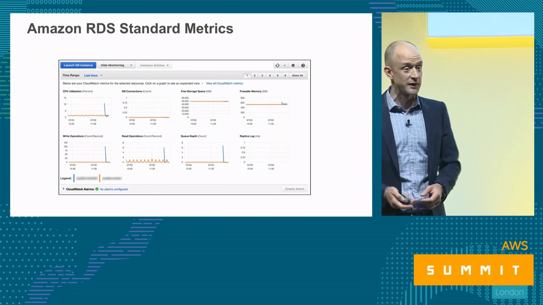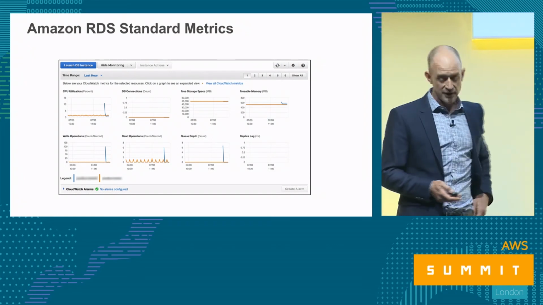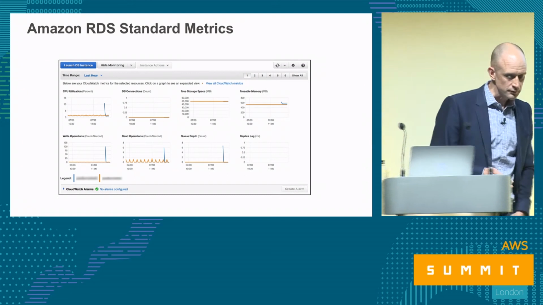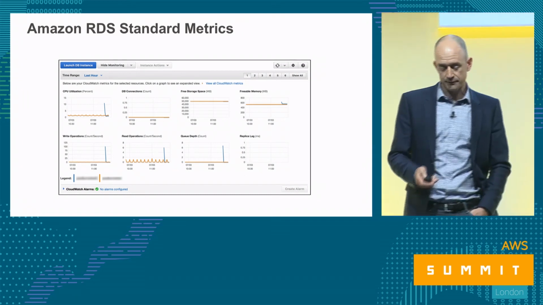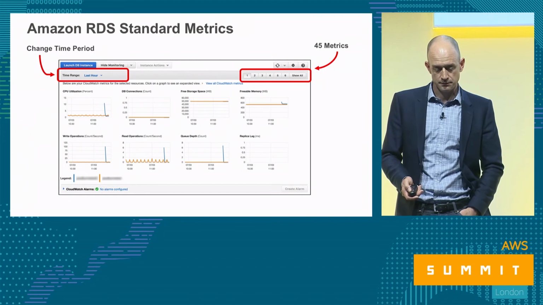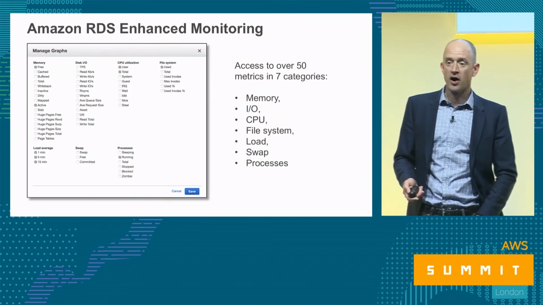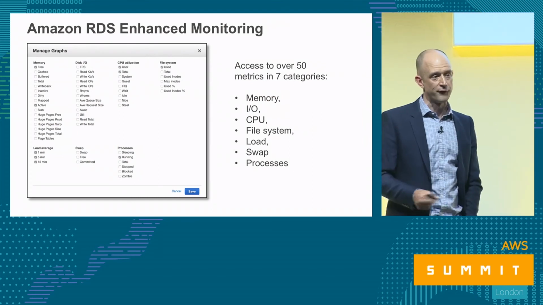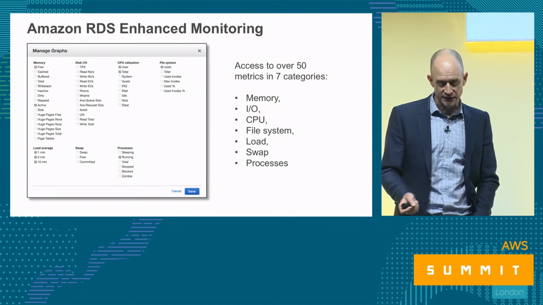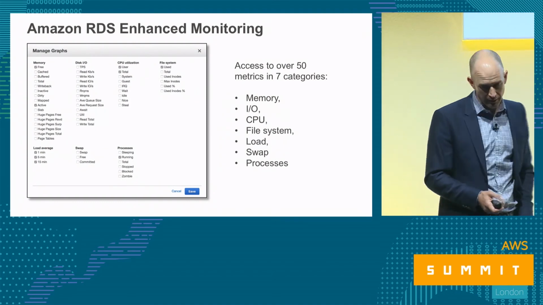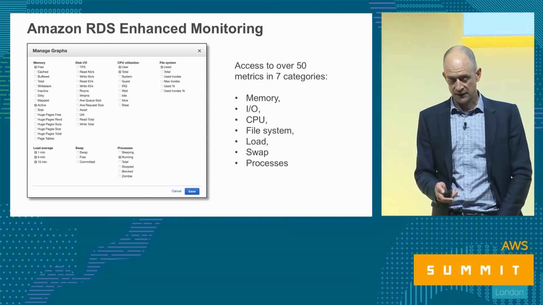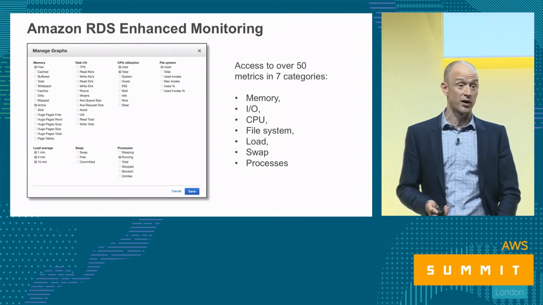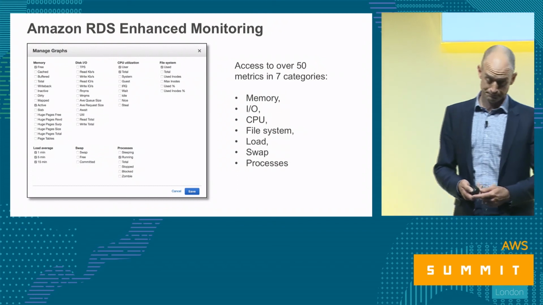For standard metrics, we've got some examples of what you get here. What you'd expect to see, things like CPU utilization, free memory, queue depth. And then enhanced monitoring gives you a much longer list of metrics that you can use to quantify the performance of your RDS instances. We've got a full list here, so really down to quite a high level of detail. And as I said, if you want more than that, there are a range of third-party tools available. Some of them are available on the AWS Marketplace, so I'd encourage you to have a look at those as well.